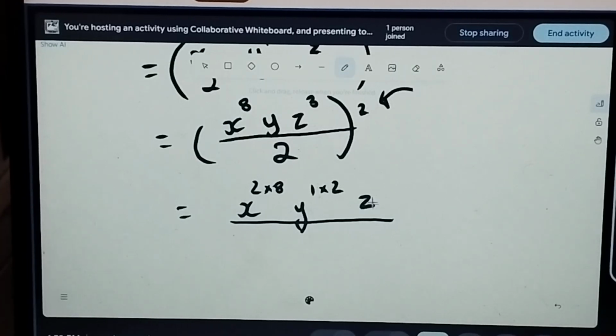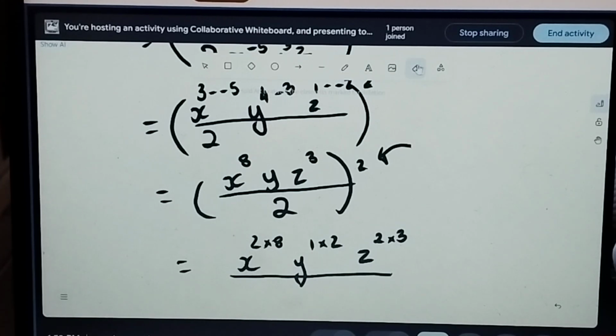Exactly. And then the z was to the power of 3, so it'll be 2 times 3. Do you see how the power has to be distributed to everything inside the bracket? So that power outside the bracket, I have to... Wait, just quickly go over that again. I just want to write that down. So the x, y, and z, and then over that you said 2 times 8, 1 times 2, and 2 times 3.